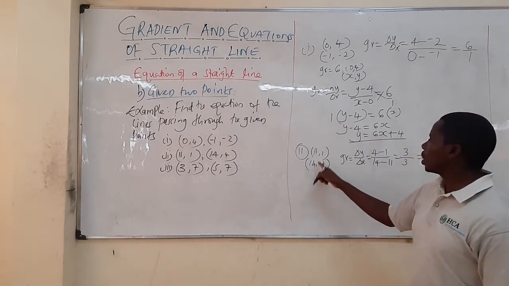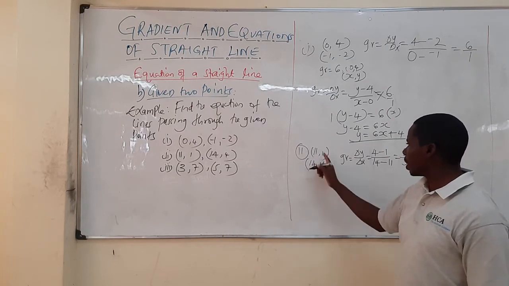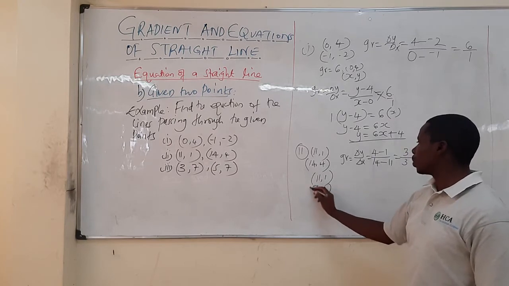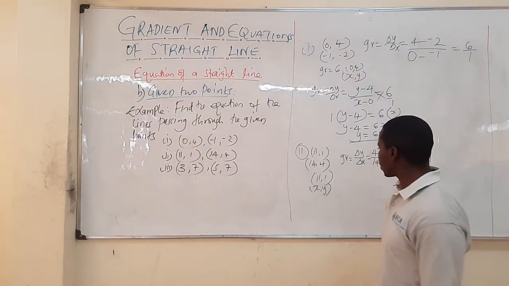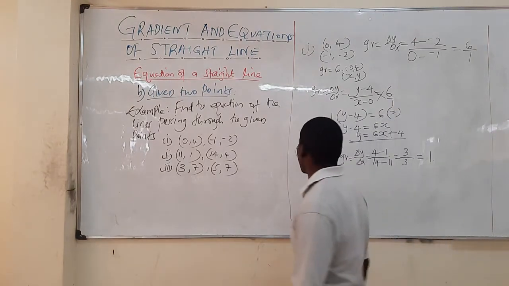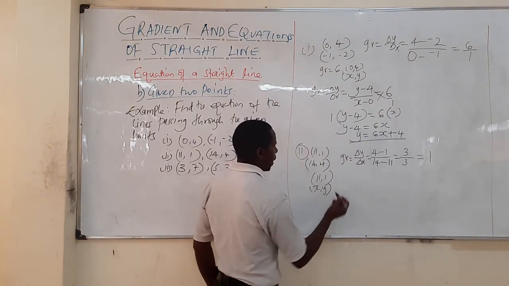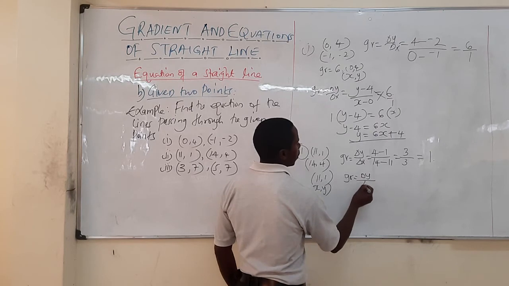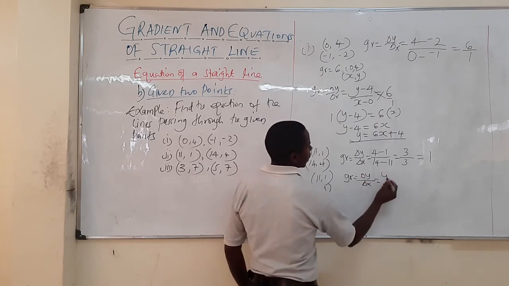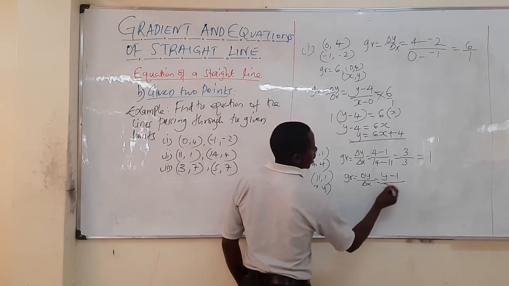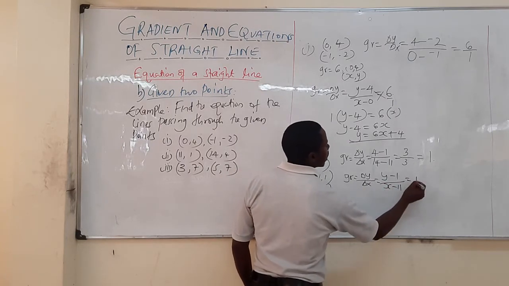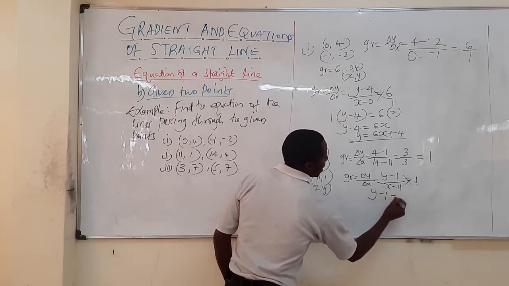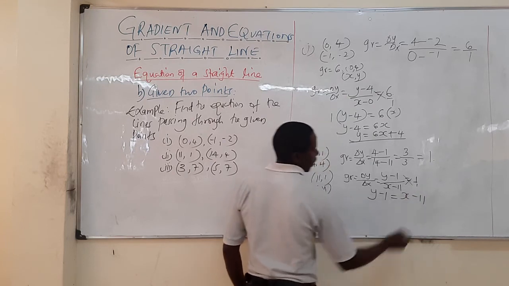Then we pick a point, can be the first point there, 11, 1, and an arbitrary point x, y passing through anywhere along the line. Then from there, we're going to have the gradient given by change in y over change in x. So y minus 1 over x minus 11 is equal to 1. So 1 is just like 1 over 1. And when you cross multiply, you're going to have y minus 1 is equal to x minus 11.